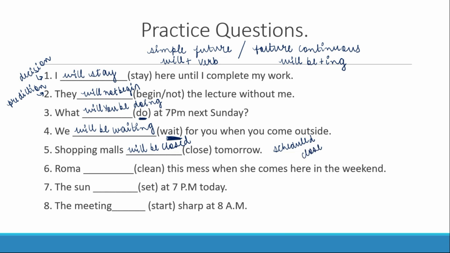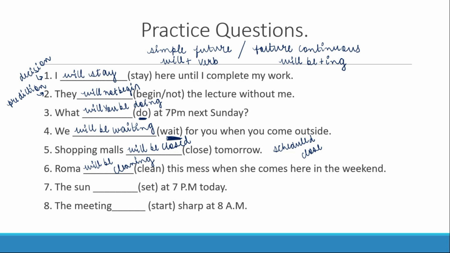Roma dash this mess when she comes here in the weekend. So Roma will be cleaning. It's an action. She'll be doing it for a small amount of time in the future, because there is a lot of mess. So Roma will be cleaning this mess when she comes here in the weekend. It's an action, a future action.